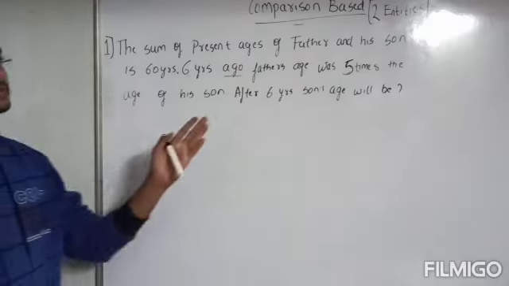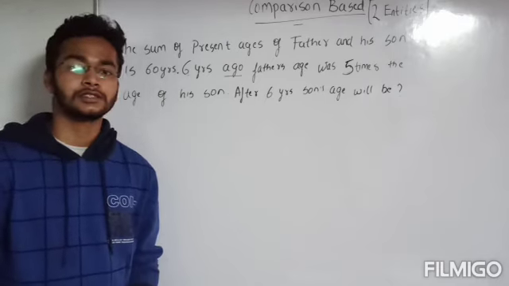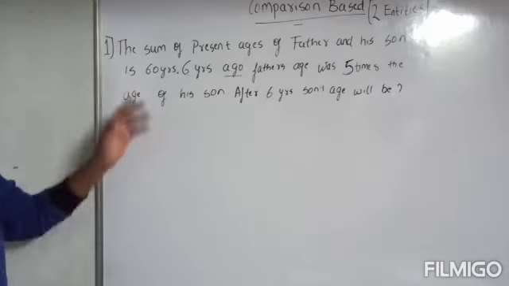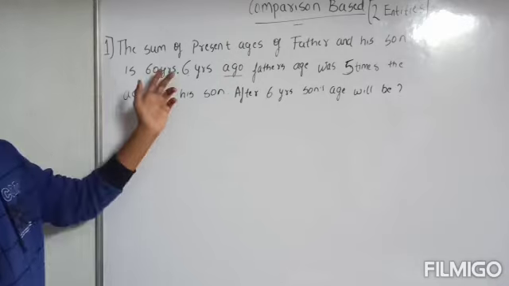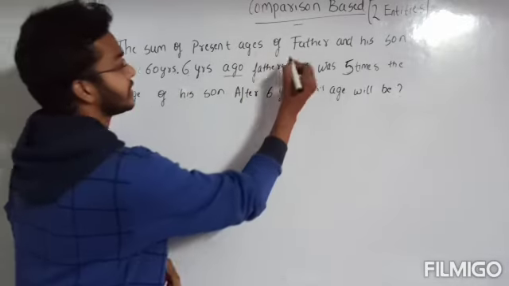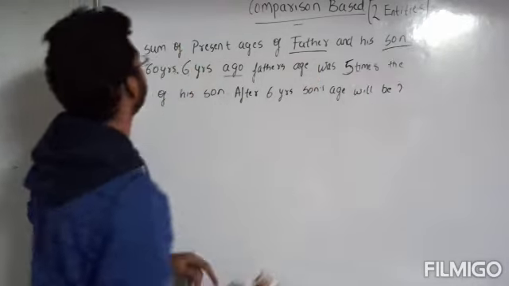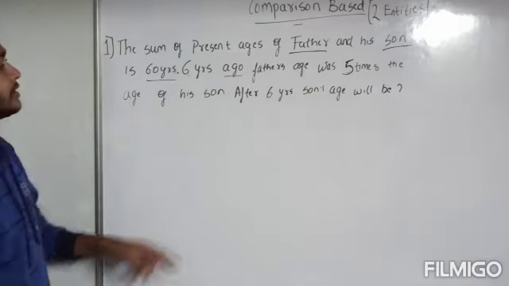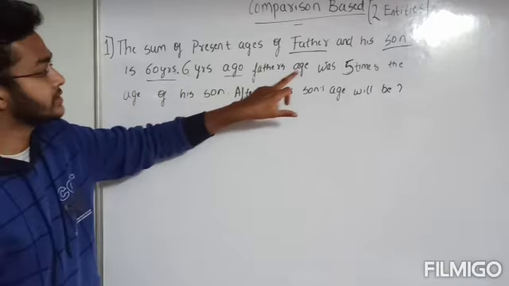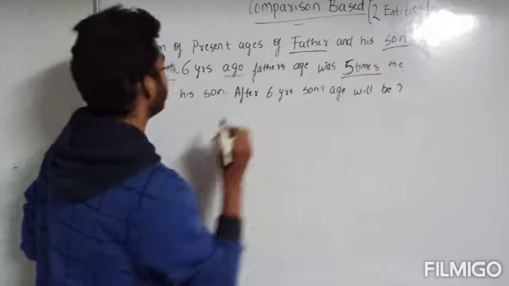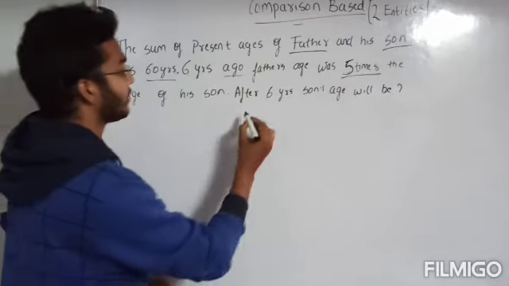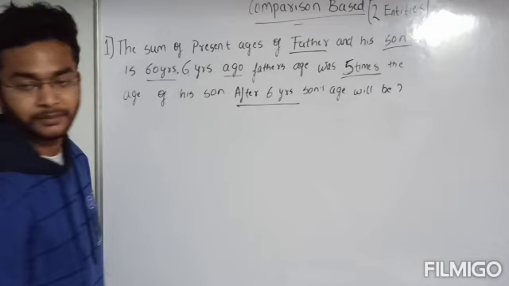Yes. Now let us begin with the comparison based questions. Here let us read the question first. The sum of the present ages of father and his son is 60 years. 6 years ago, father's age was 5 times the age of his son. After 6 years, son's age will be.